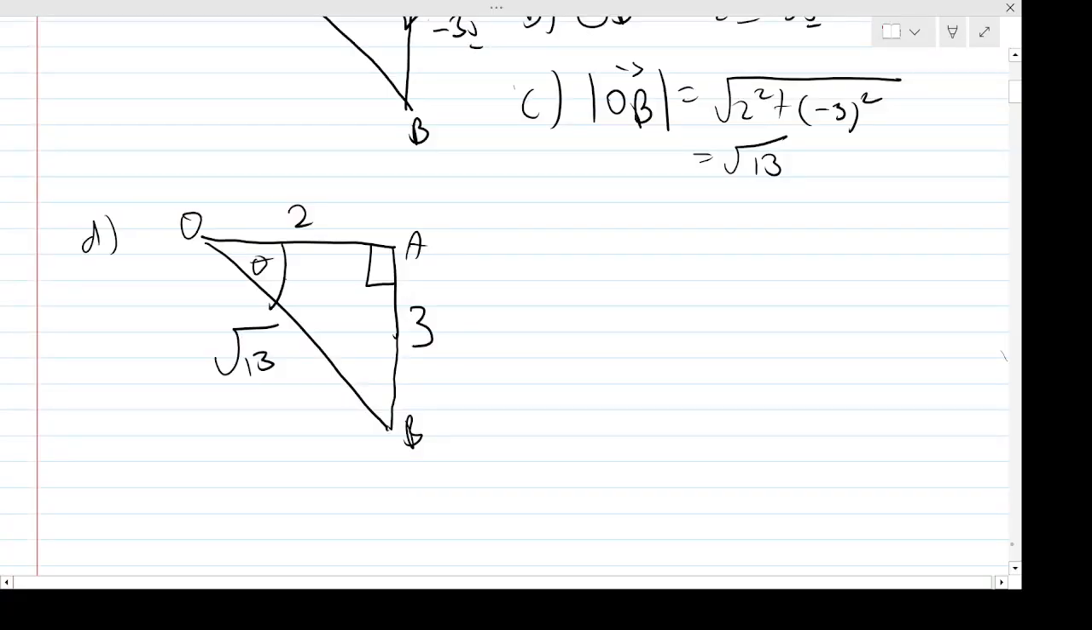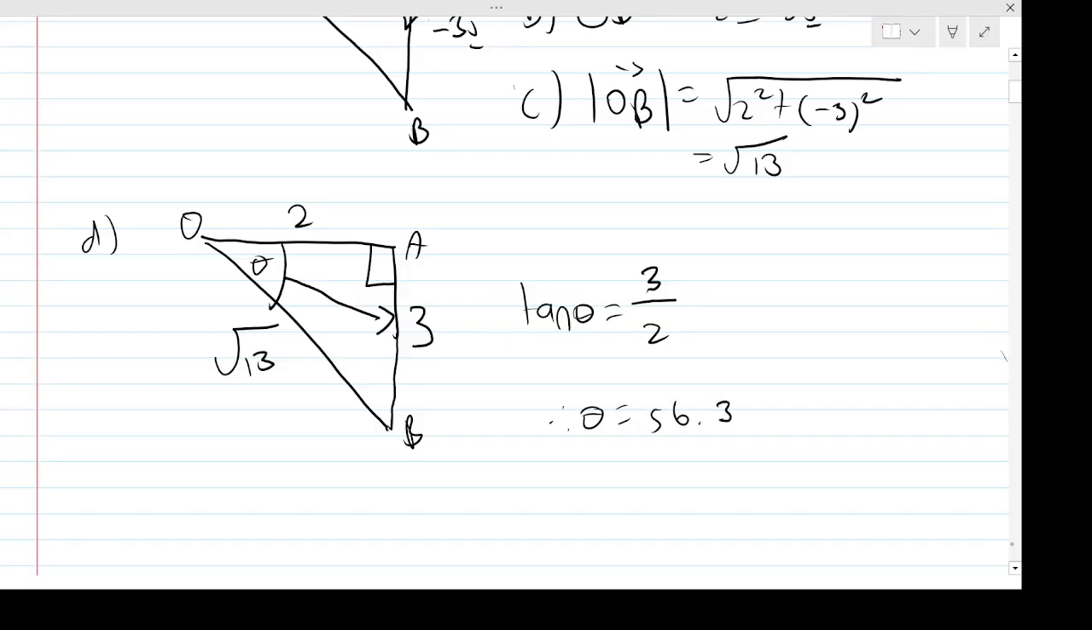And actually, let's use tan theta, right? So theta is opposite the side 3. So therefore, tan of theta is going to be opposite, which is 3, over the adjacent, which would be 2. Okay, then if we do inverse tan, we get theta to be 56.309 blah blah blah degrees.